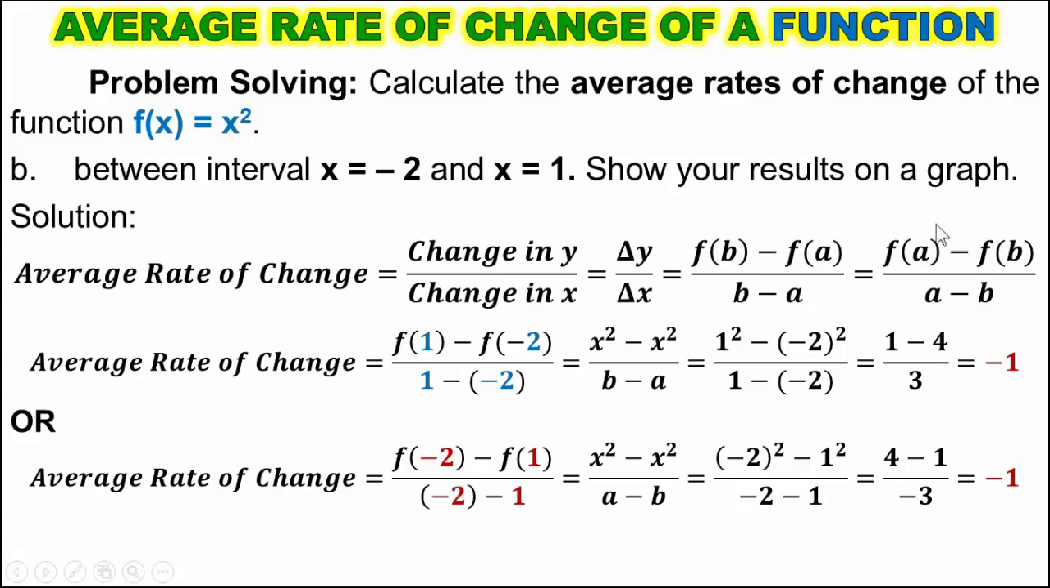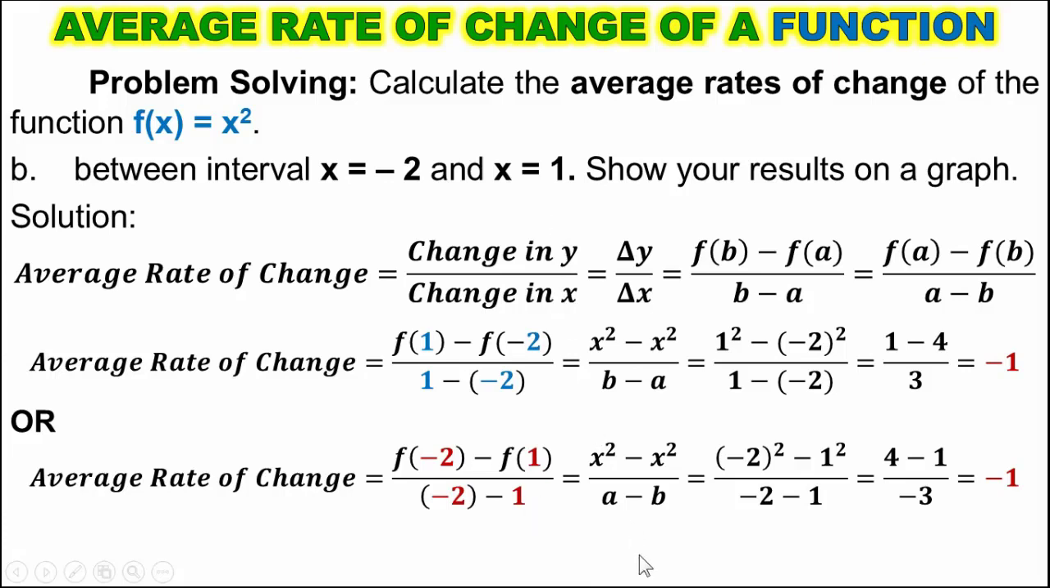If we use the other formula, the value of negative 2 will replace the value of the variable a. Variable b will be replaced by 1. In the denominator, the value of a will be replaced by negative 2. The value of b will be replaced by 1.